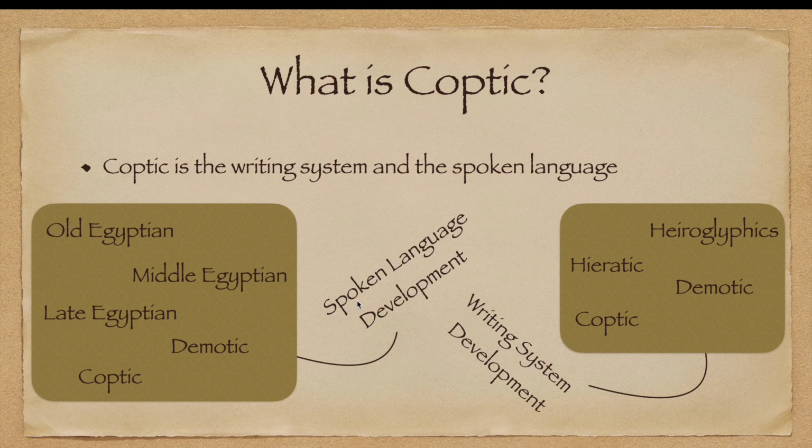So if we look over here, spoken language development goes from Old Egyptian to Middle Egyptian to Late Egyptian to Demotic to Coptic, right? What's important to note here is that this progression of spoken language is a lot like the progression of English throughout the years. It's less so that these are all separate languages and more like these are all the same language in a different time period. Or at least that's my understanding.